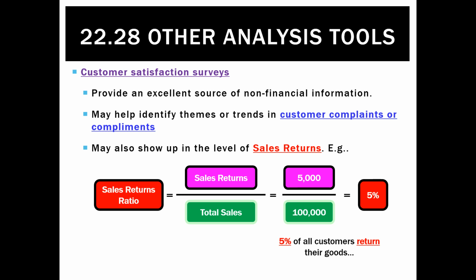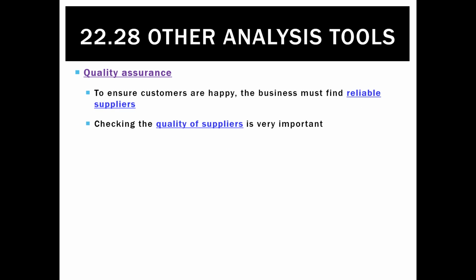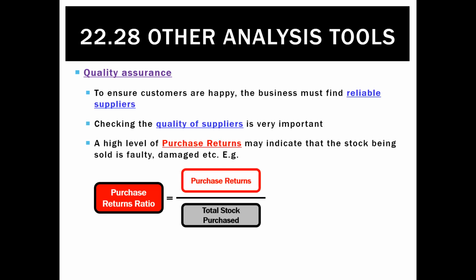Are our customers happy? We can also look at quality assurance, and that's all to do with finding reliable suppliers, keeping them happy, and therefore making sure that we're happy. So one thing we can do is look at our purchase returns, and we can also do a little ratio for that. Again, we're not expected to calculate this or know it. It's just a little handy ratio we could do to analyze our quality performance.